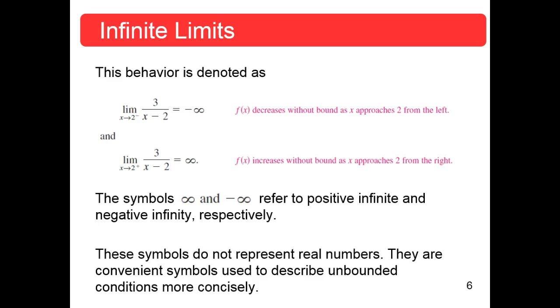The symbols refer to positive infinity and negative infinity, respectively. These symbols do not represent real numbers. They are convenient symbols used to describe unbounded conditions more concisely. So I guess rather than saying doesn't exist, you can say that. But to me, that's a poor substitution. Okay.